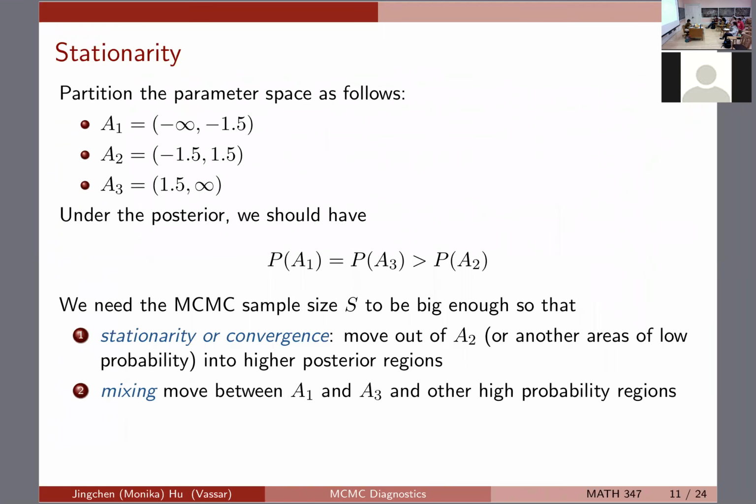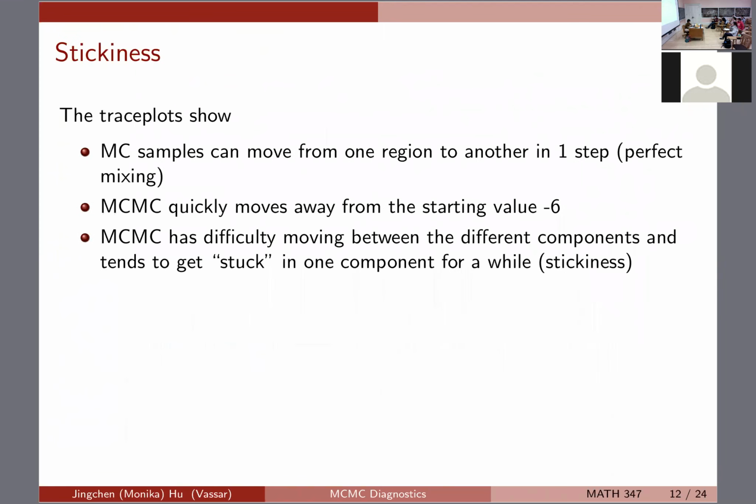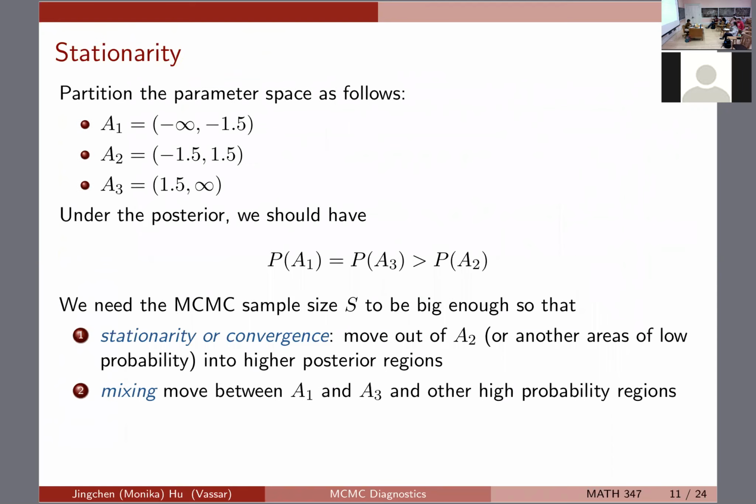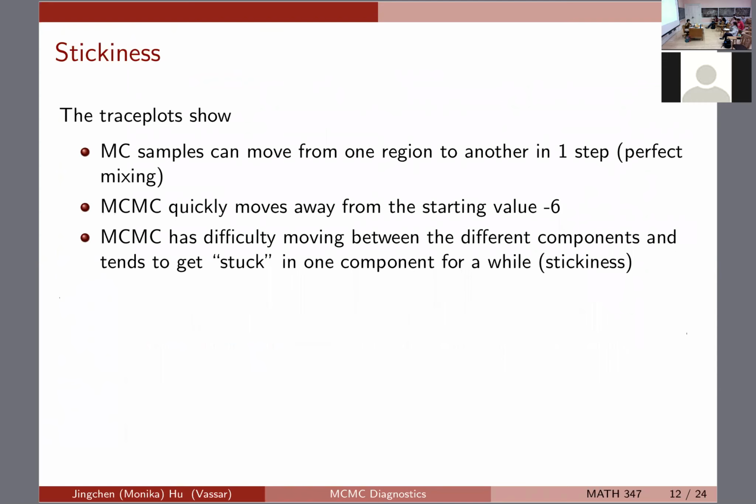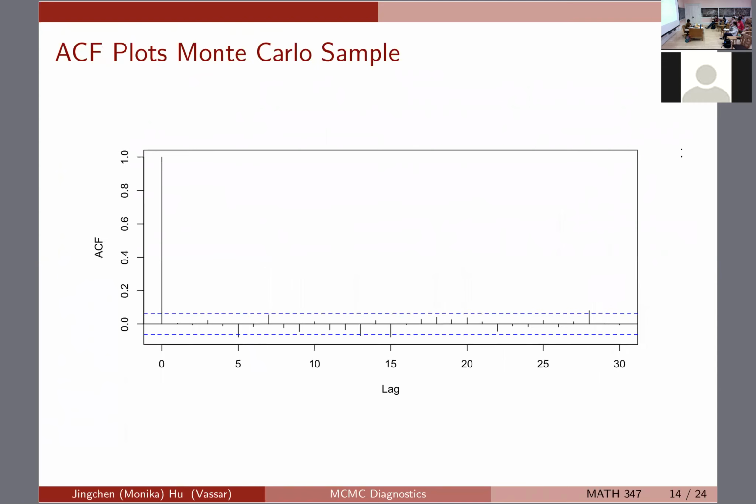And we talked about stationarity and stickiness. Stationarity means trying to converge to the target distribution. And stickiness is how the autocorrelation function is doing, in some sense. We don't want it to be too sticky, because then all of the draws are too dependent on each other. We need to get rid of the dependence. Okay, so this is the autocorrelation function with the Monte Carlo. It looks really good. Only the first one is 1 because that's with itself. And then from the second draw, it's just independent. Everything drops. Okay, so this is what it should look like.